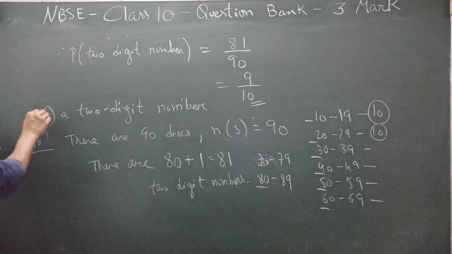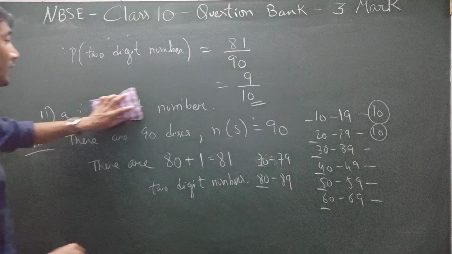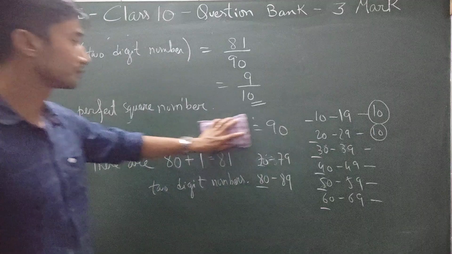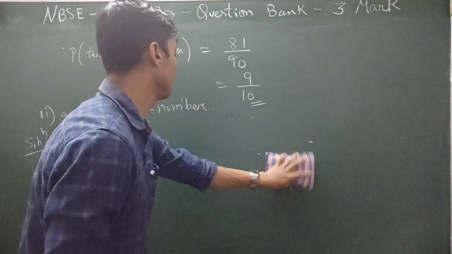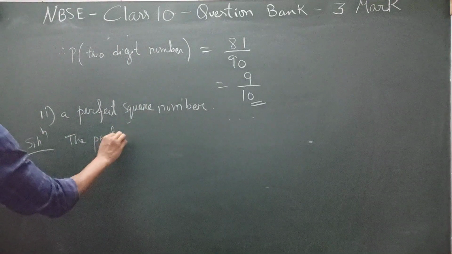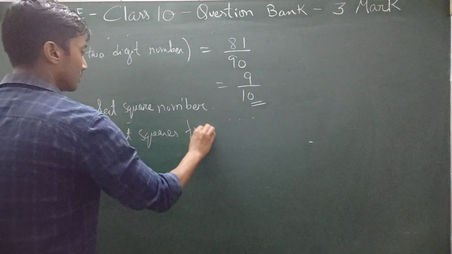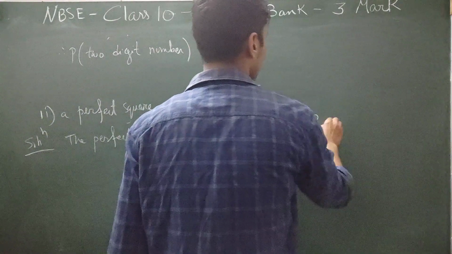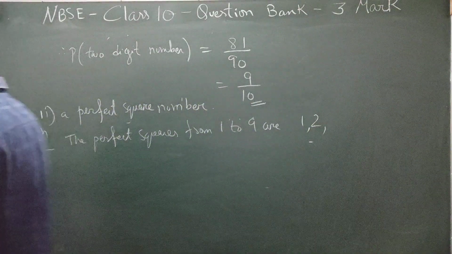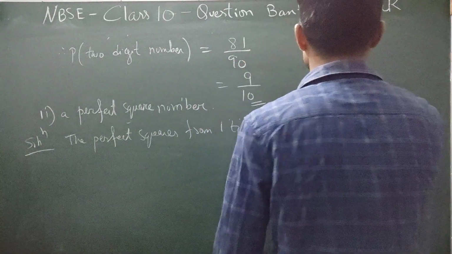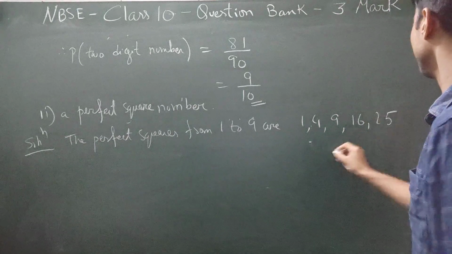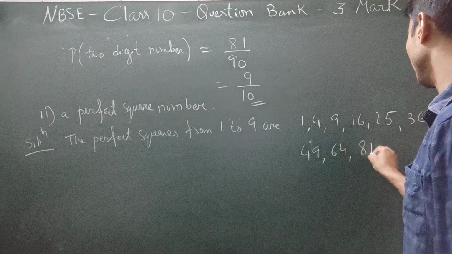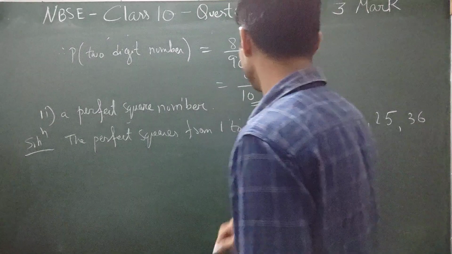Okay. Second question: a perfect square number. What are the perfect square numbers from 1 to 90? They are 1, 4, 9, 16, 25, 36, 49, 64, 81. Next is 100, so that goes beyond 90.